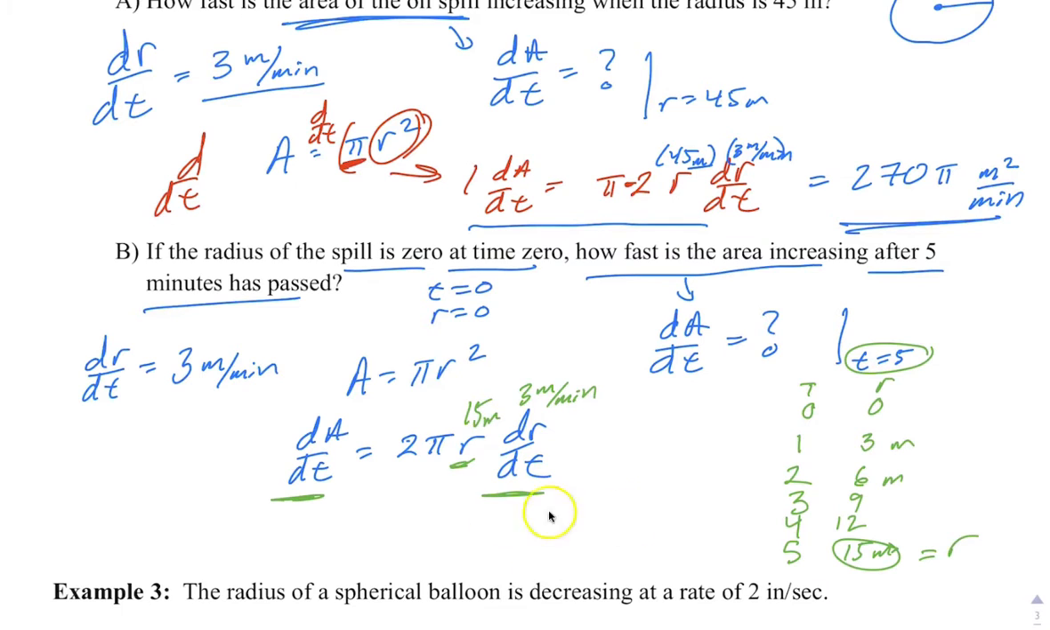So then, just multiply it all together. 15 times 2 is 30. 30 times 3 is 90, so 90 pi. And then again, units: I have meters times meters per minute, so I get meters squared per minute.